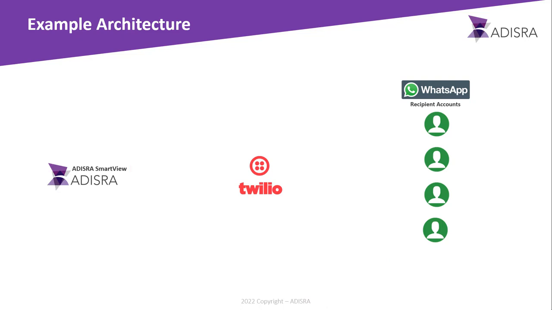The communication flow works as follows. An event or alarm is generated in ADISRA SmartView. With sender and recipient account configured in ADISRA SmartView, notification will be sent to all recipient accounts configured in ADISRA SmartView and enabled in Twilio's sandbox. So, whenever an alarm or event is generated in ADISRA SmartView, it will be sent to all recipient WhatsApp accounts.